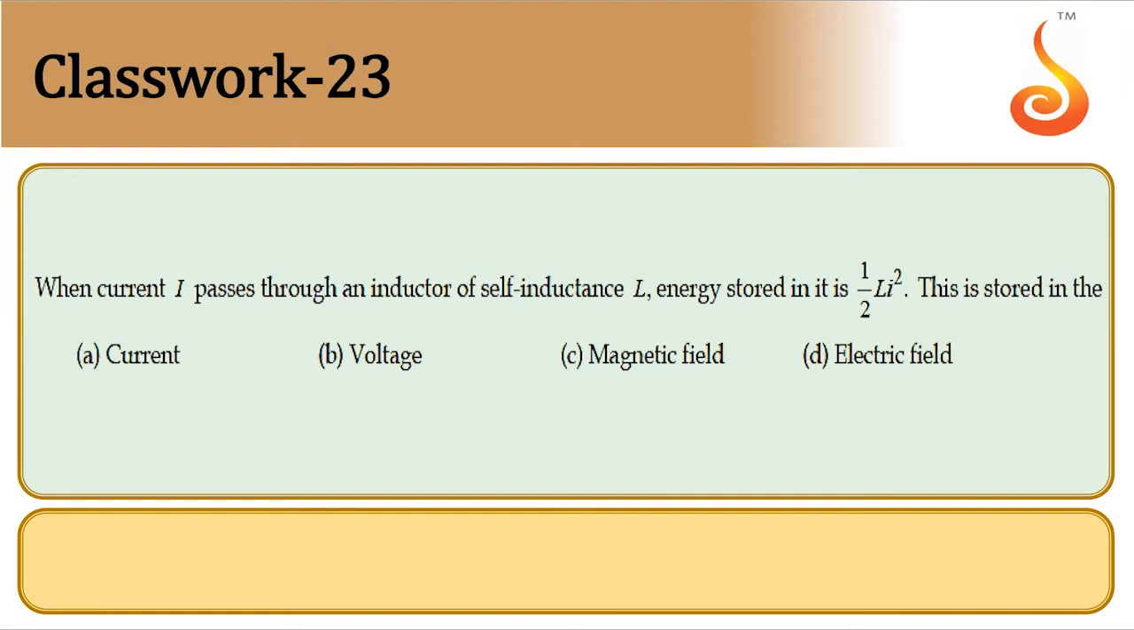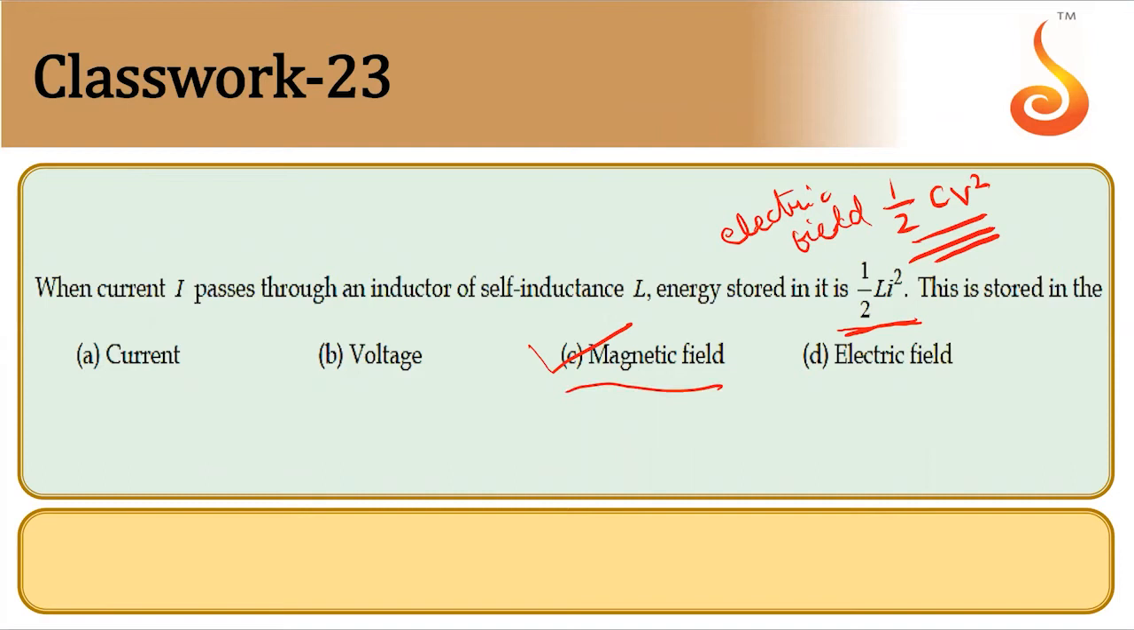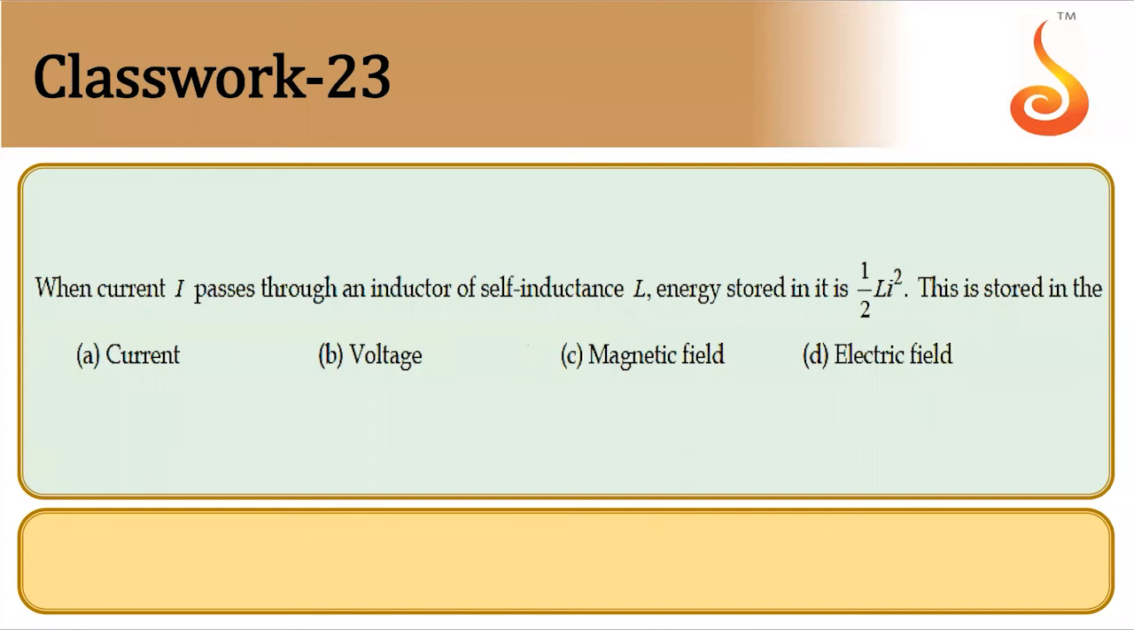Yes. See, in the case of an inductor, the energy stored is half Li square. So energy will be stored in the form of magnetic field. It is just like the energy stored in a capacitor, half CV square. This will be stored in the electric field. In the same way, energy stored in an inductor will be in the form of magnetic field. Yes, hope you have taken this. We shall move on to the next.